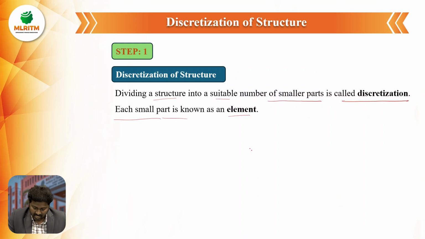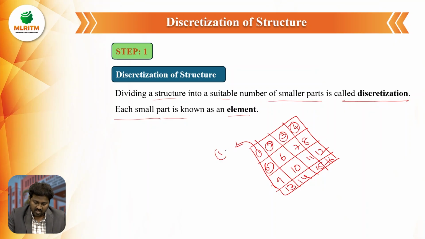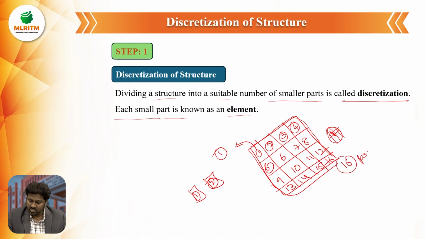For example, I am taking a rectangular section. This can be divided into a number of parts. So this is element 1, 2, 3, 4, 5, 6, 7, 8, 9, 10, 11, 12, 13, 14, 15 and 16. Element 1 is this one, element 2 is this one. This rectangular section is one section, and it can be divided into several parts. Here it is divided into around 16 parts. This is called the discretization process of the structure.